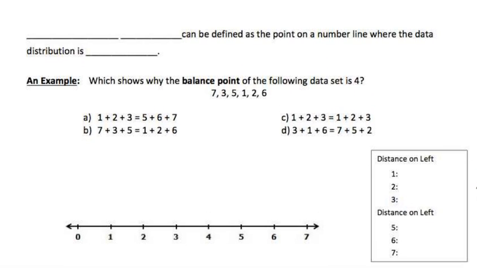Sometimes you're not going to know that. So the balance point can be defined as the point on the number line where the data distribution is equal. I know that you guys in elementary school have seen a scale that looks like this, and you can put weights on it. So maybe a square is equal to a circle, and they're the same weight. And you want to make it so the teeter-totter is equal on both sides.